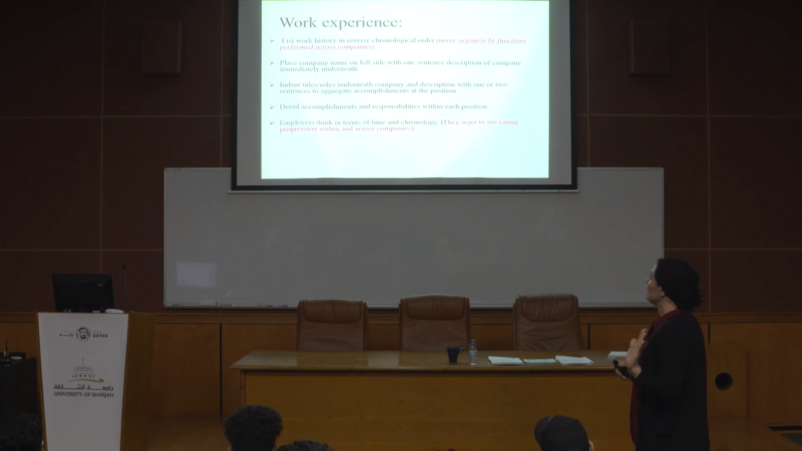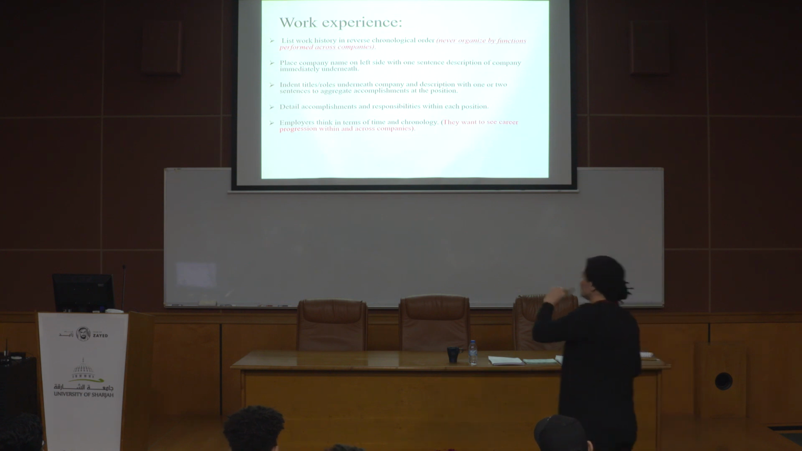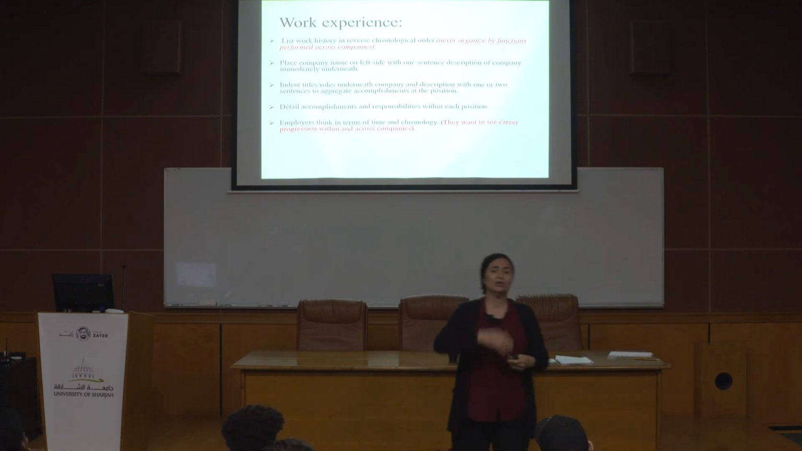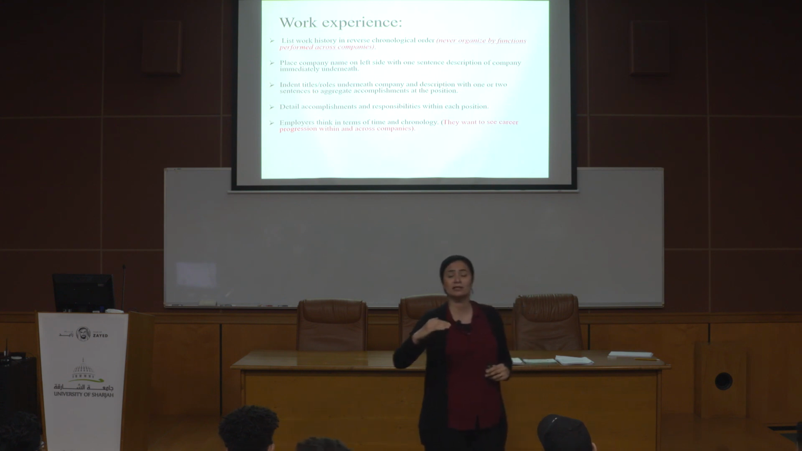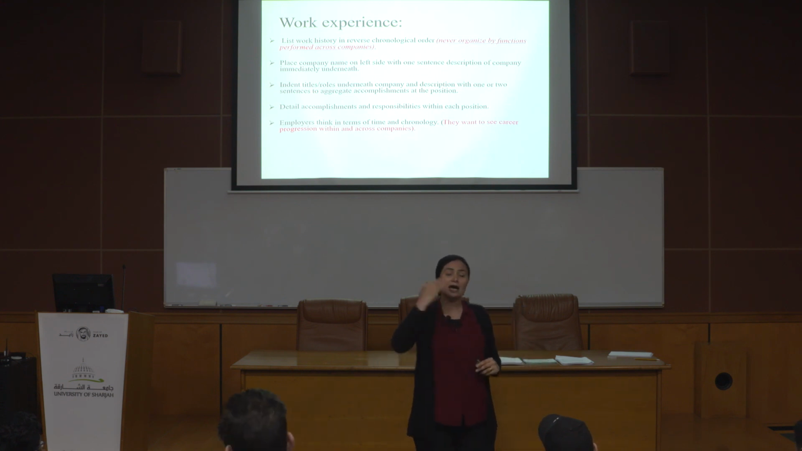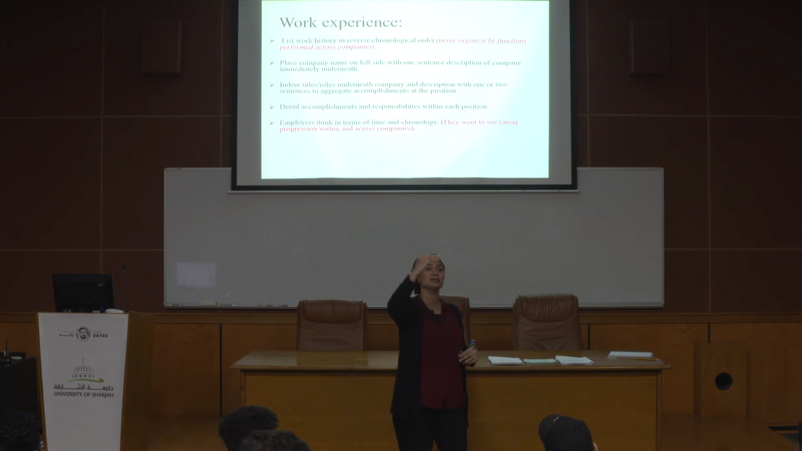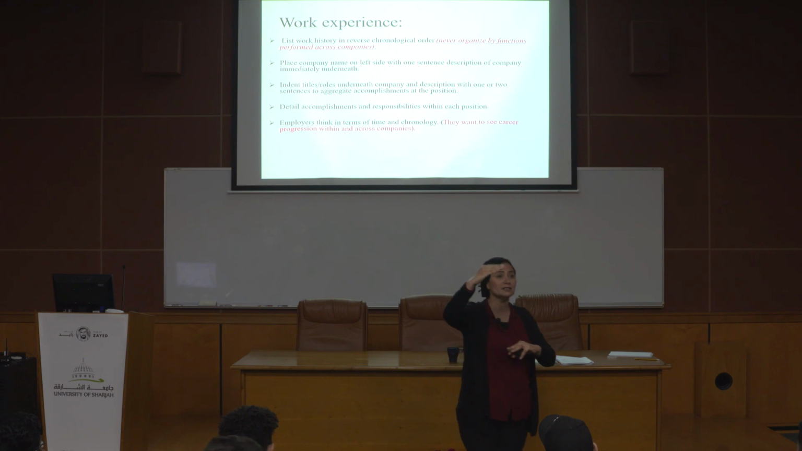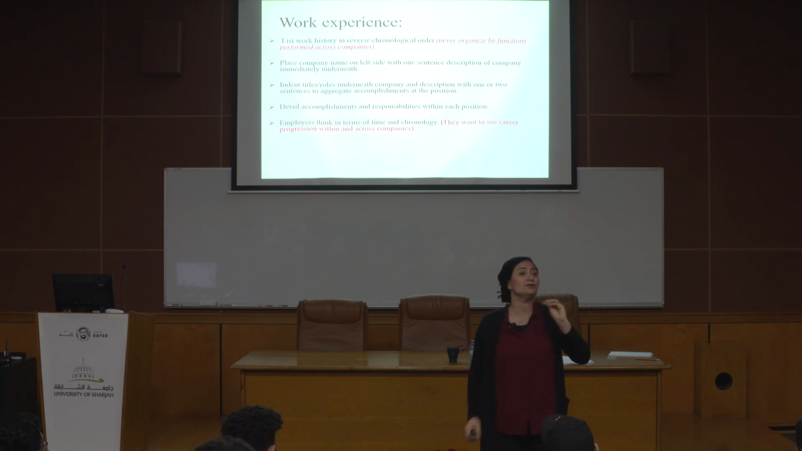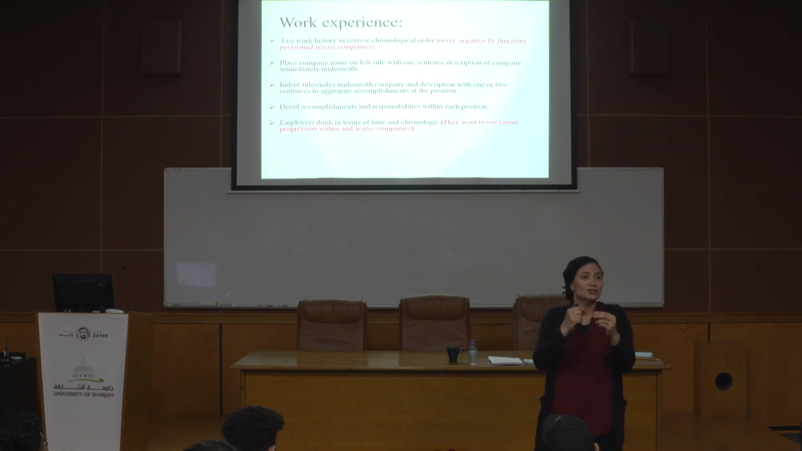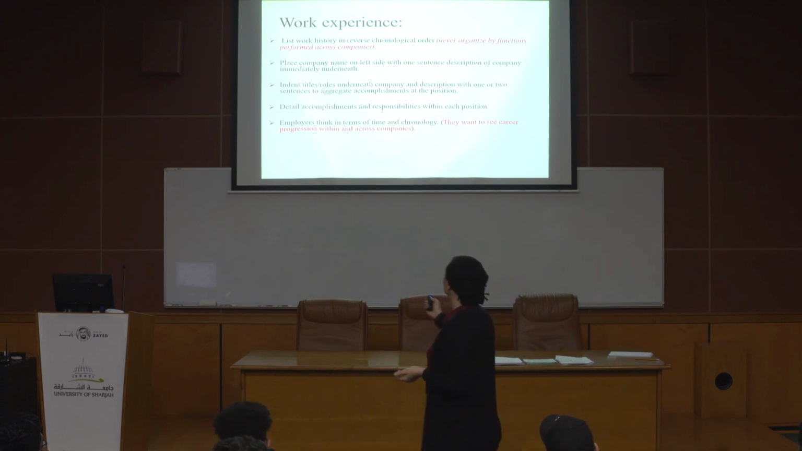Again, employers think in terms of time and chronology. They want to see career progression within and across companies. This is very important. When you write, for example, from 2018 to 2019, I worked in this company and here is my achievement. Then from 2017 to 2018, here is my accomplishment. I need as an employer to see progression, how you progressed through companies, not doing the same work here and there. Even if you do the same, be careful to bend the truth. Just add some aggravating vocabulary to show that you did something.